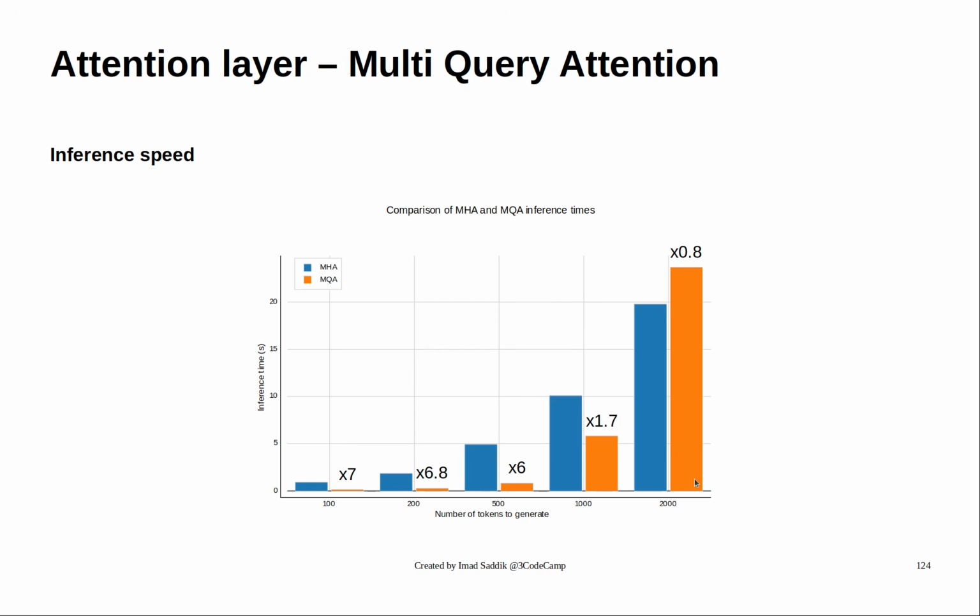But after increasing the number of tokens to generate, that benefit starts to shrink. You can see that here at this point, MQA becomes 6 times faster than MHA. Here it starts to decrease again, so it's 1.7, and when we reach 2000, it became worse, so it's 0.8 times worse or slower than MHA.